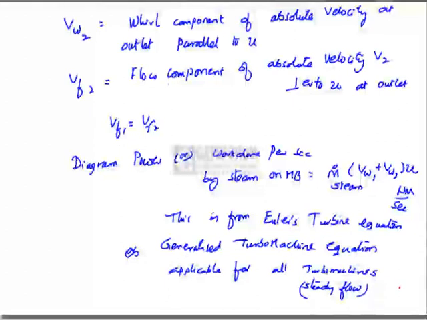The Euler turbine equation, that is rate of energy transfer between the fluid and the rotor, that is power developed by the fluid while it does work on the rotor, is given as mass flow rate of the fluid into change in wheel component of the absolute velocity of the fluid from inlet to exit, that is VW1 plus VW2, multiplied by blade tangential speed U. So this product m dot into VW1 plus VW2 into U shall give the rate of energy transfer between the fluid and the rotor, generalized equation for a turbo machine.